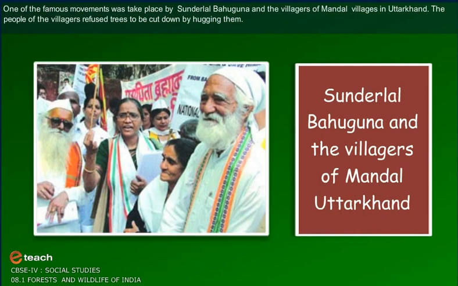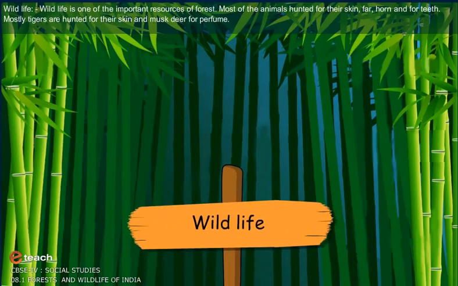One of the famous movements took place by Sundarlal Bahuguna and the villagers of Mandal villages in Uttarakhand. The people of the villages prevented trees from being cut down by hugging them.